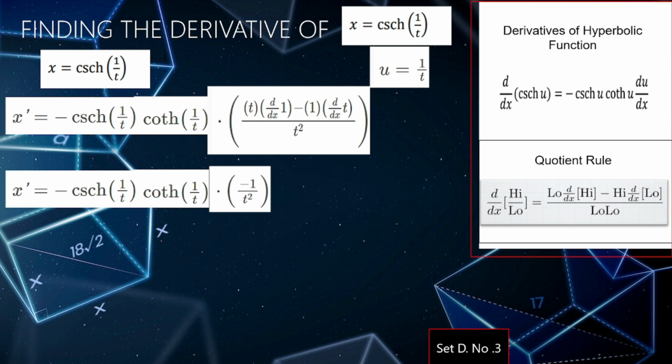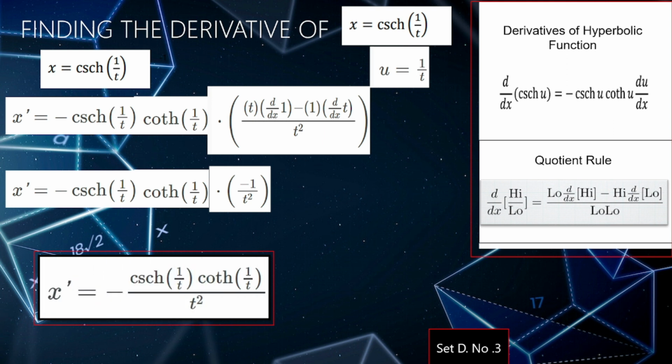0 times t is 0. And the derivative of t is 1. 1 times 1 is 1, times the negative sign, negative 1 over t squared. And we can simplify this further. X prime is equal to negative hyperbolic cosecant of 1 over t, hyperbolic cotangent of 1 over t, over t squared.